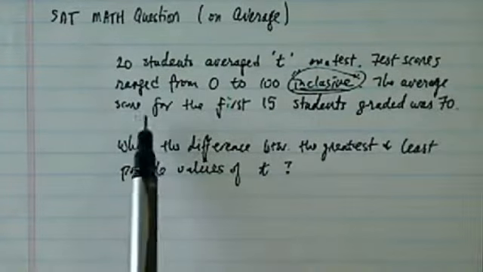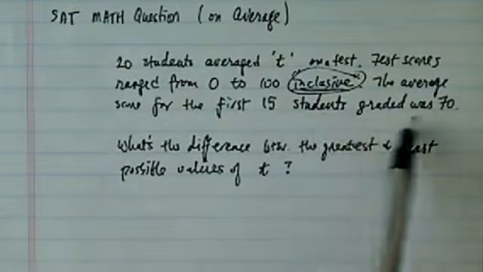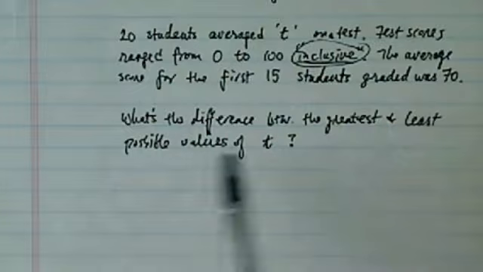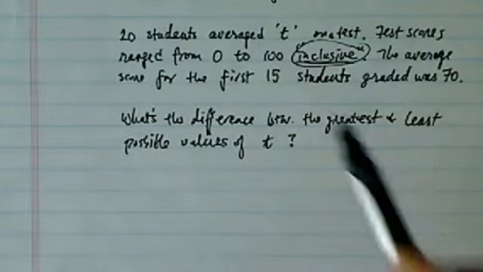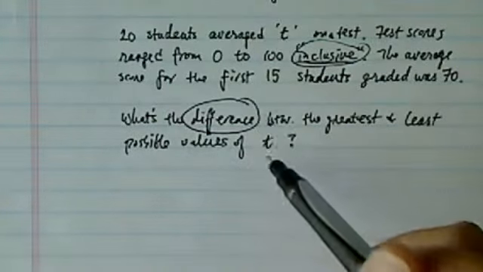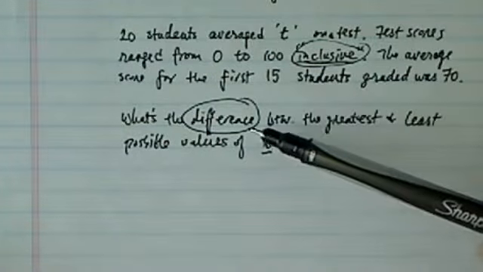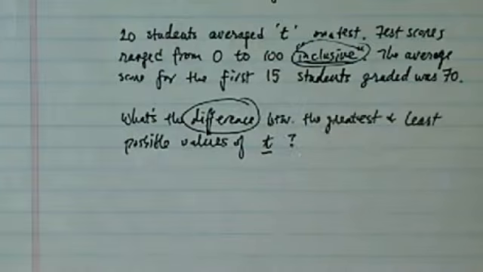The average of the first 15 students is 70. So what's the difference between the greatest and the least possible value of T? Now notice they're asking for the difference. They're not asking for the greatest value of T, which you can't calculate, nor are they asking for the least possible one. So they're asking for the difference. You have to make sure you set up in your mind that you're subtracting something.